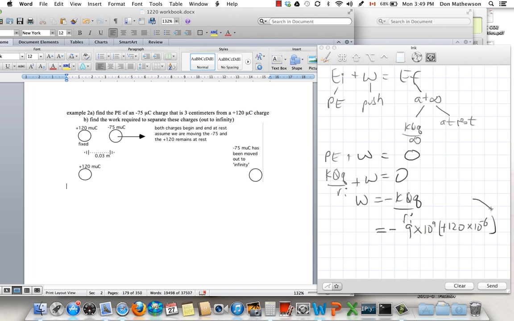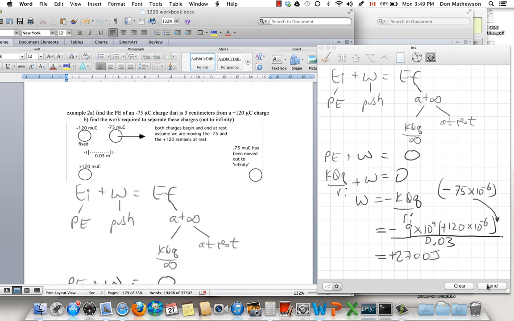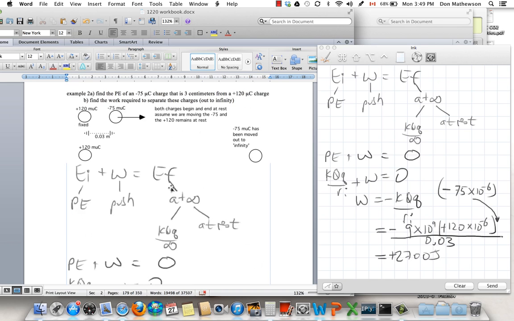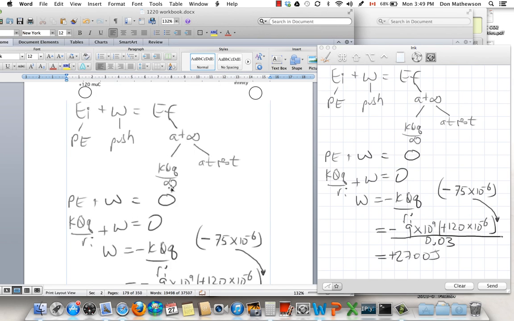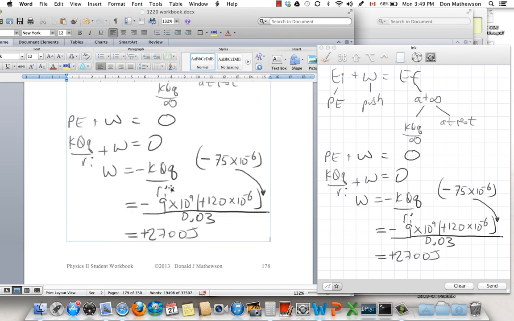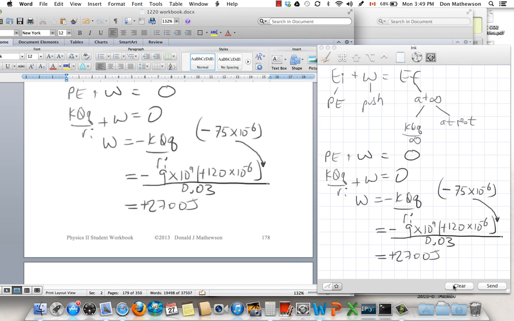and I'll have to squeeze it in here because I'm running out of room. Then we've got negative 75 microcoulombs. And so the negative, positive, negative gives an answer that's overall positive. And then we divide by the initial separation distance of 0.03 meters. This works out to 2,700 joules positive of work done to separate those charges. You definitely need to do work because they attract each other, so you have to push them apart. So those are typical work-energy problems involving electrostatic potential energy.